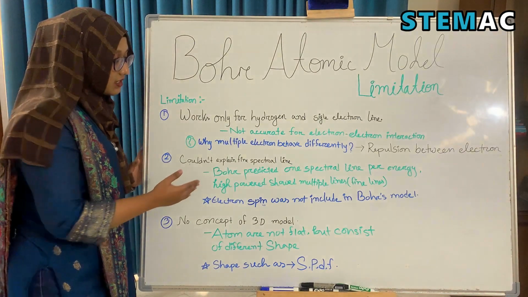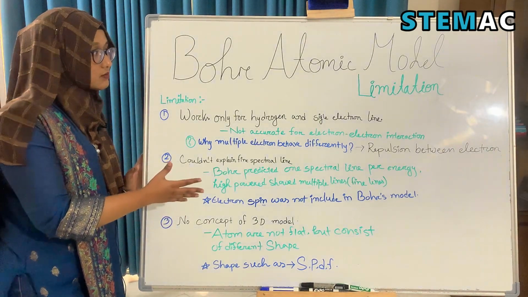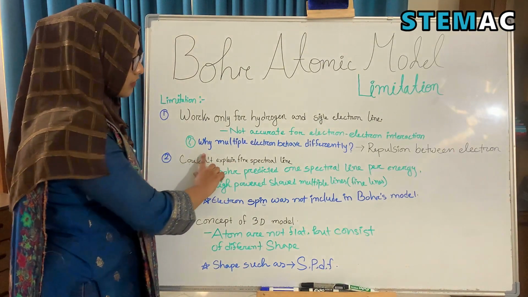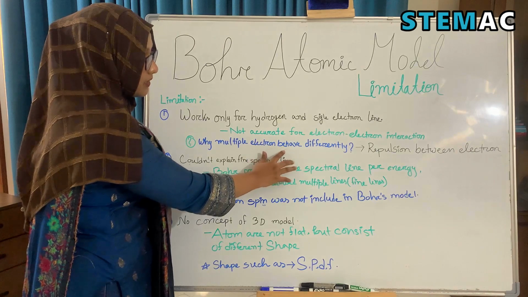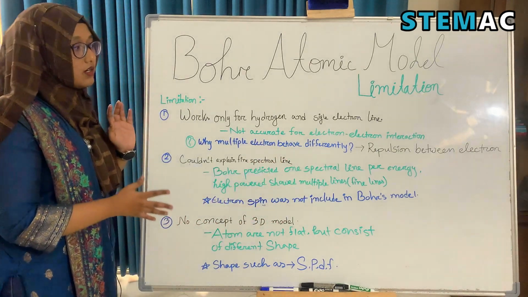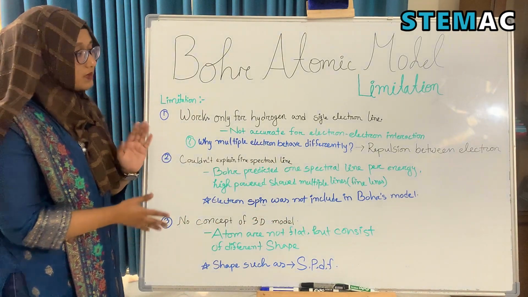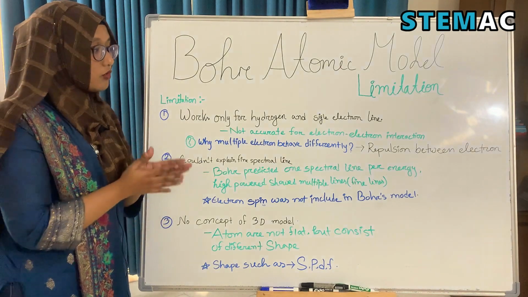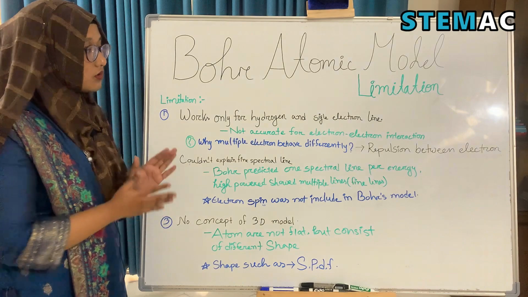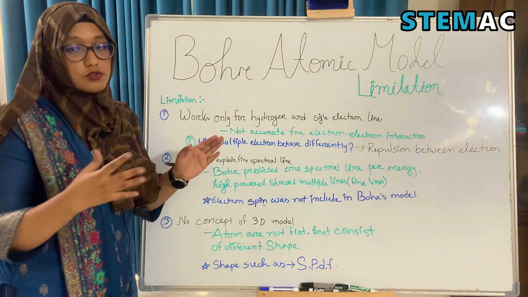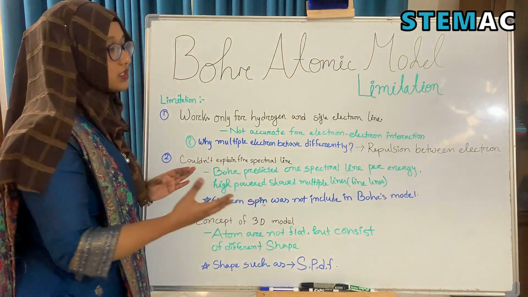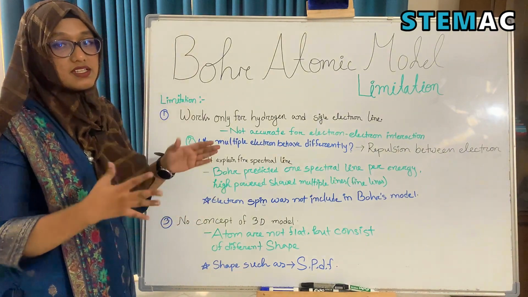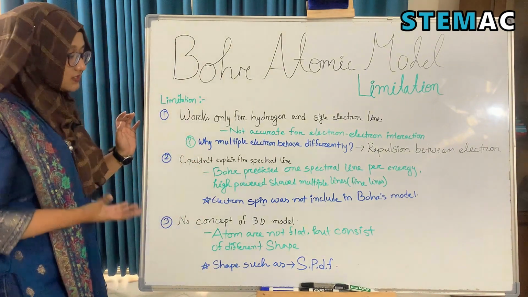Why could he not explain it? He was not even able to explain why multiple electrons behave differently. Because those atoms consist of more electrons, too many electrons cause repulsion between the electrons, and because of that issue he could not explain his results at his time.